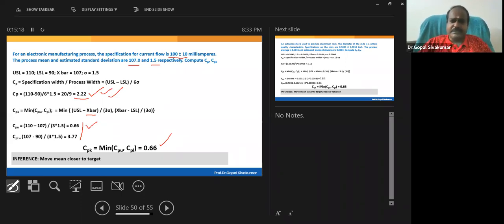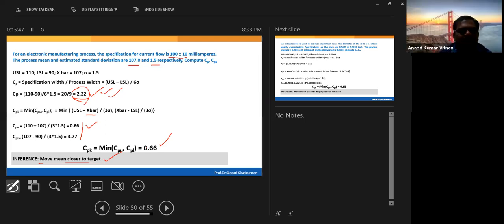Now the remedy is only move the process mean towards the target. Variation is not a problem. Why do I say variation is not a problem? CP is more than 2, isn't it? Problem happens only because of two numbers. One is average, another one is standard deviation. Standard deviation is not a problem, but average is a problem. Since average is a problem, you are advising the company to move the process closer to the target. All of you understand? Yes, sir.